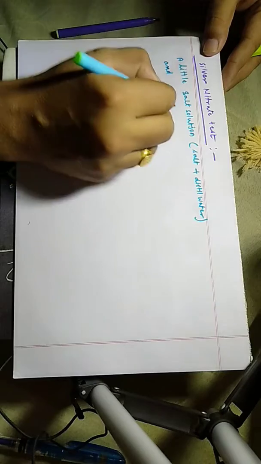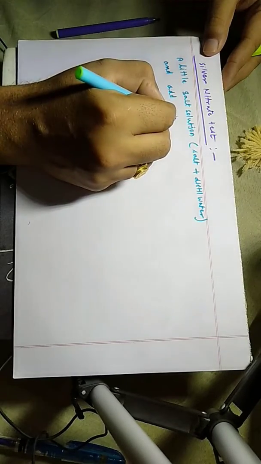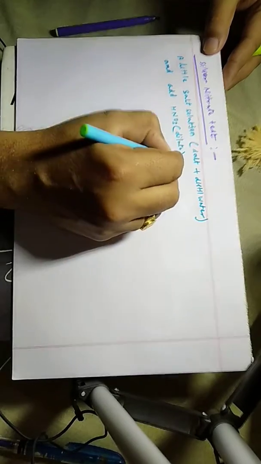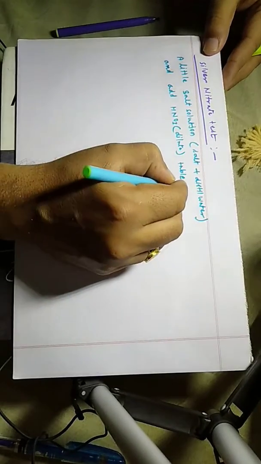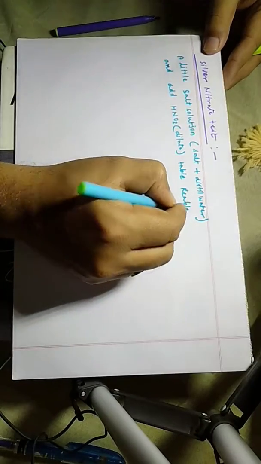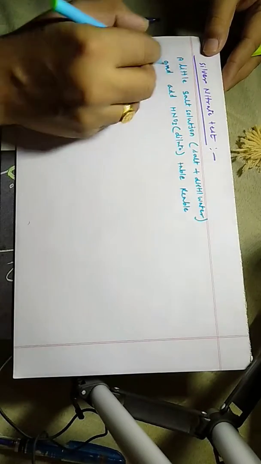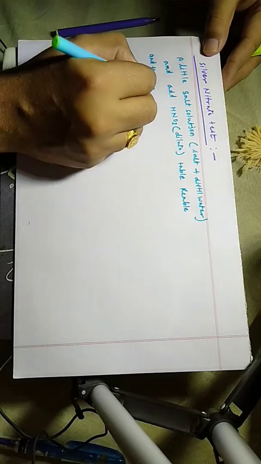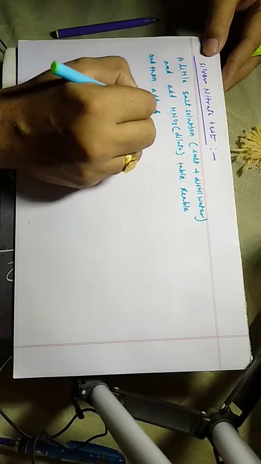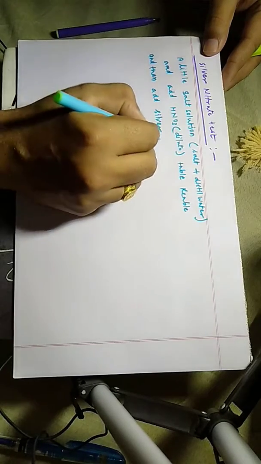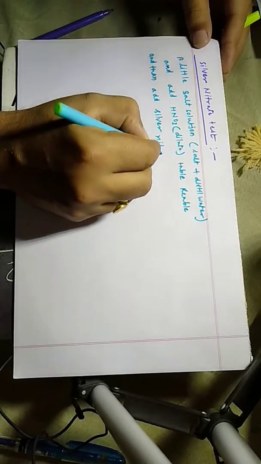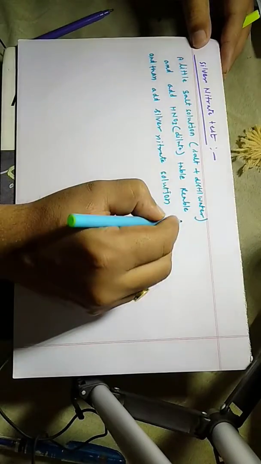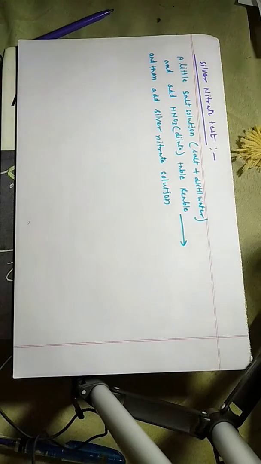add dilute HNO3. Dilute means table reagent, also called rack reagent. And then add silver nitrate solution.